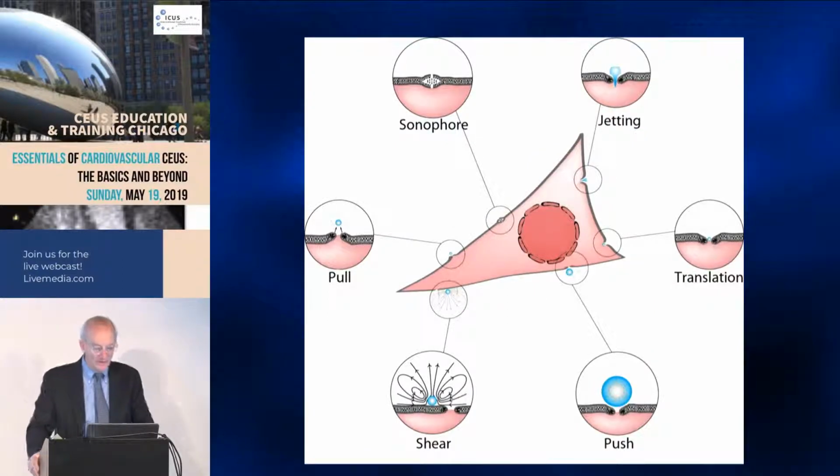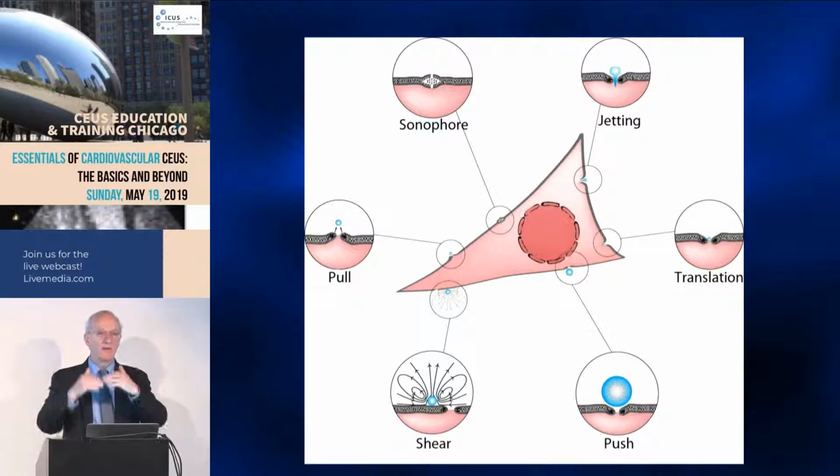What are some of the mechanisms? Lots of different things. There's a bubble sitting on a cell. The cell is the big triangle. And you see, when the bubbles push and pull, they create membrane disruptions. It's like scratching your skin. You're going to break through at some point.